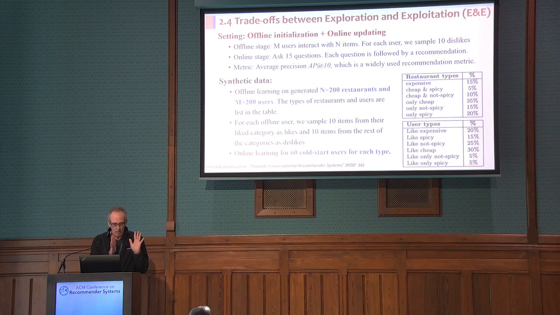And so what these authors do is offline initialization, online updating. In their offline stage, they have a small number of users interacting with a relatively small number of items. They sample preferences. And then in the online stage, in a synthetic setting, they learn. In a synthetic setting, so they have a small number of restaurants, a small number of users, restaurants of certain types, users with certain preferences of spicy food and affordable food, etc.